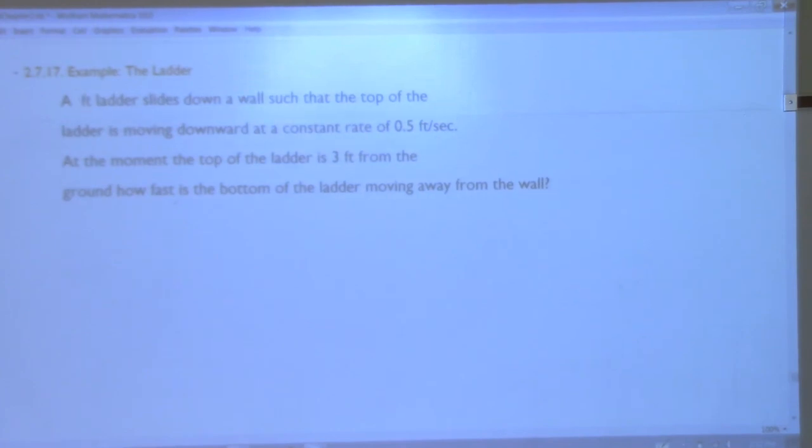Let's go with a 30-foot ladder. It's a huge ladder. It's moving. It's sliding down at 2.5 feet per second. At the moment, the ladder is 12 feet from the ground. How fast is the ladder moving away from the wall?